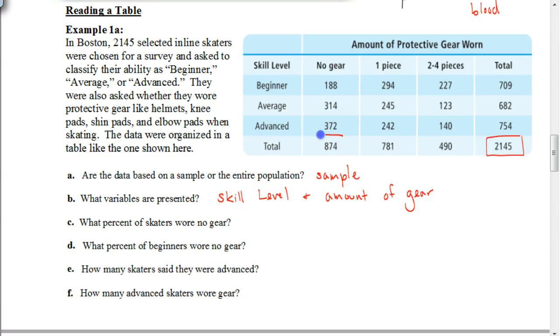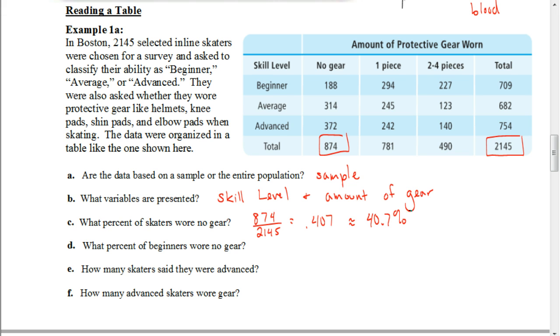So there were 874 skaters that didn't wear any gear. So we're going to figure this out by taking 874 and dividing that by our total, 2,145. And when you do that, we get a decimal of 0.407, which when we convert that to a percent is approximately 40.7%, or we could say round it to 41%.